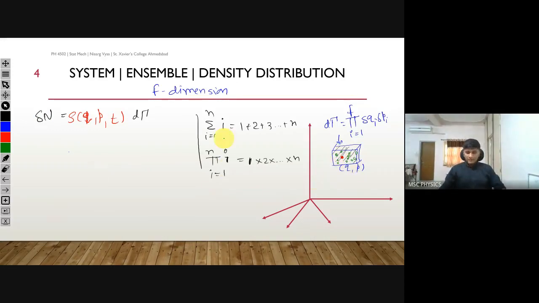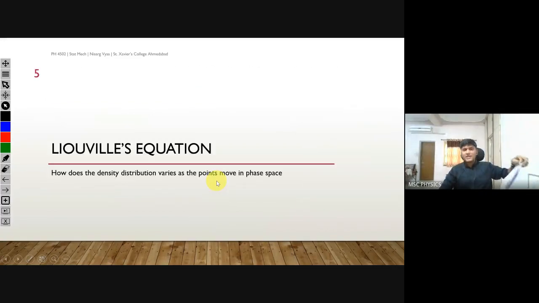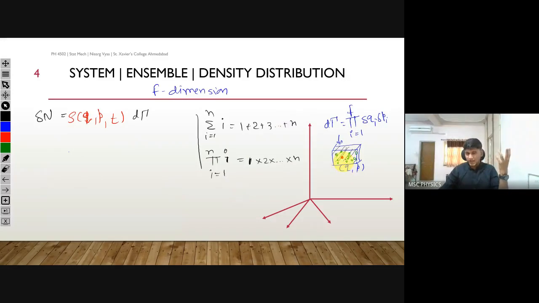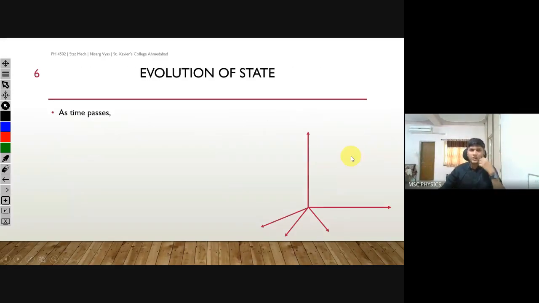Okay. Now let's move forward for today's class. What happens as time passes? How does the density distribution vary as the points move in phase space? We are talking about some specific time right now. As time passes, let's talk about a single state. Here it is the qi axis and the pi axis. As time passes, this state also moves in phase space.